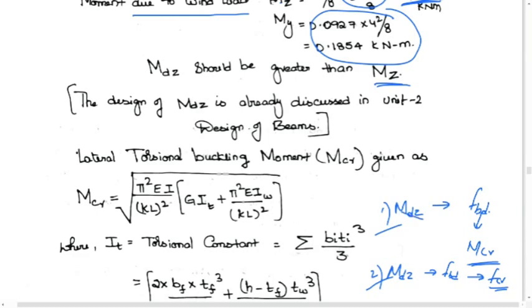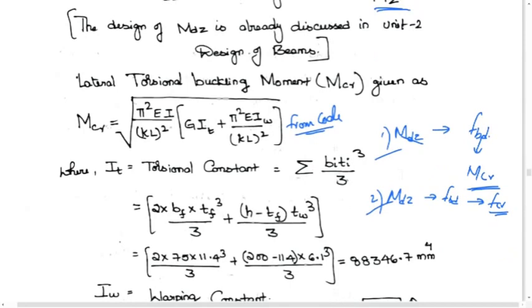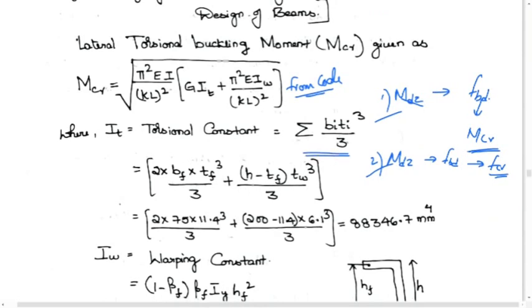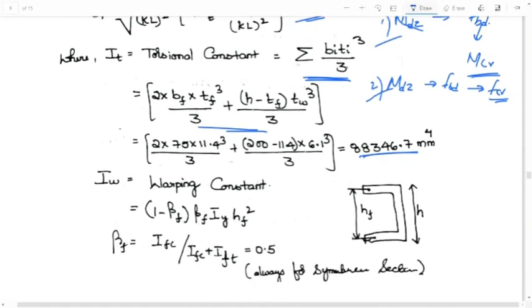So Mcr is given as this from the code, and it is the torsional constant, that is sigma b I tiq by 3. And of course you are used to this equation from the previous unit, so I'm not going into detail. So on calculation you get this value 88,346.7 mm^4, and Iw is the warping constant, 1 minus beta f I by hf square.